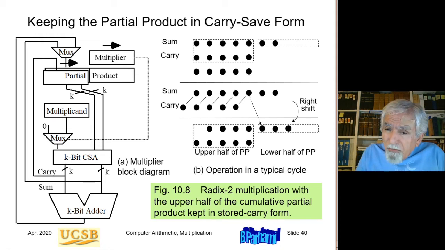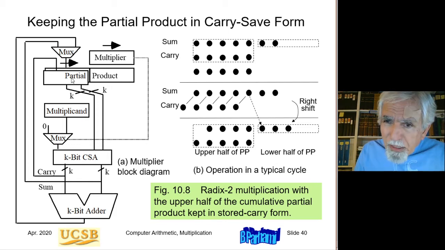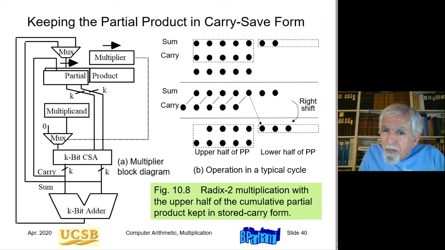Okay, here's an idea for getting rid of the latency of that adder in every cycle except for the last one. What we do is keep the partial product in carry save form instead of just having one register. I'll explain in a minute why this carry save register has two parts in the upper half but only one part in the lower half. For now, ignore that fine distinction. So this is a carry save number.